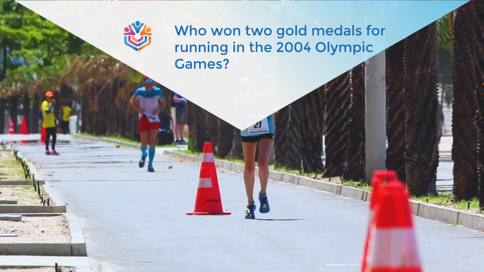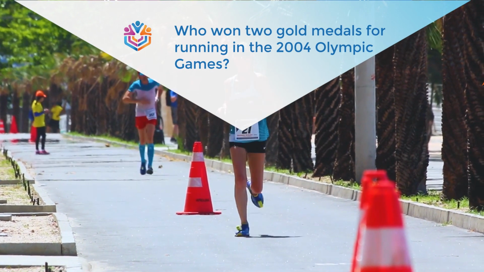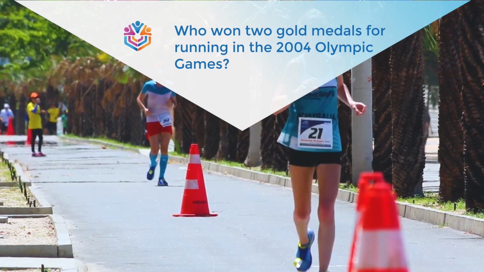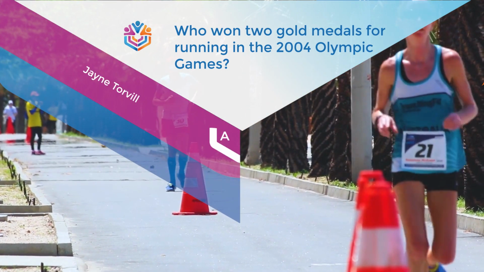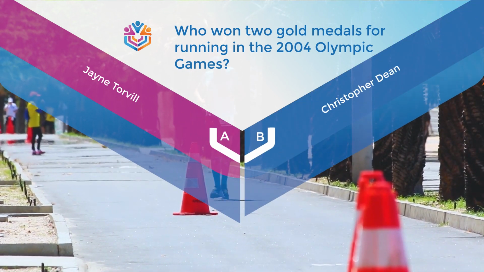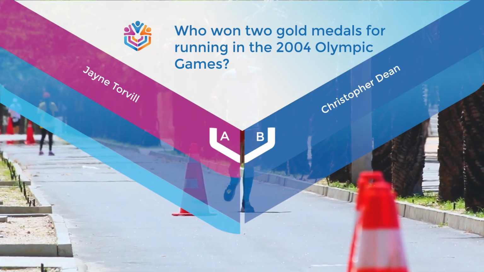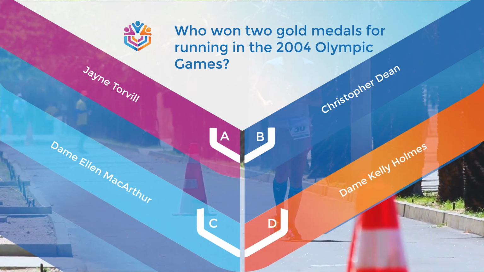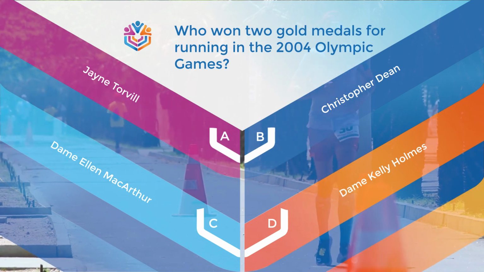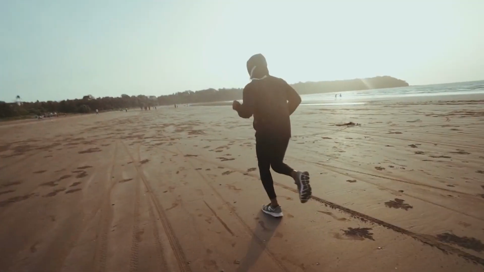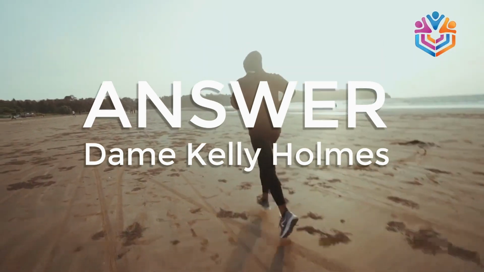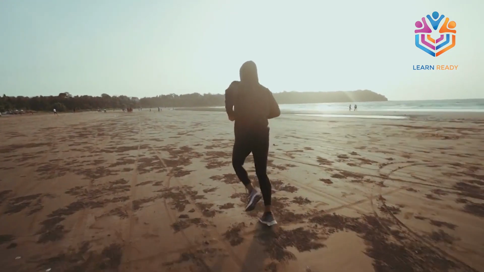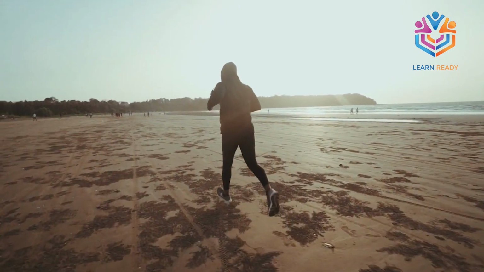20. Who won 2 gold medals for running in the 2004 Olympic Games? A. Jane Torville. B. Christopher Dean. C. Dame Ellen MacArthur. D. Dame Kelly Holmes. Answer: Dame Kelly Holmes. Dame Kelly Holmes, born in 1970, won 2 gold medals for running in the 2004 Olympic Games.